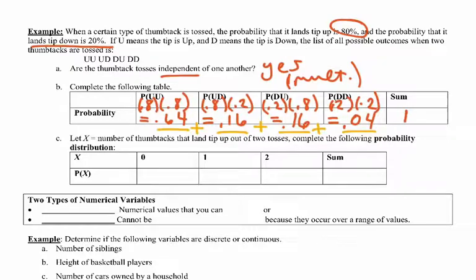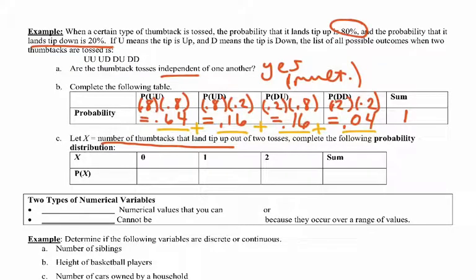And that's what you should get in a probability distribution. All the individual probabilities should add up to 1. So part C says, now we're changing the question a little bit. It says, let X equal the number of thumbtacks that land tip up. So it's a different way of looking at this scenario. This time, X, our outcome, is the number that land up out of those two tosses.